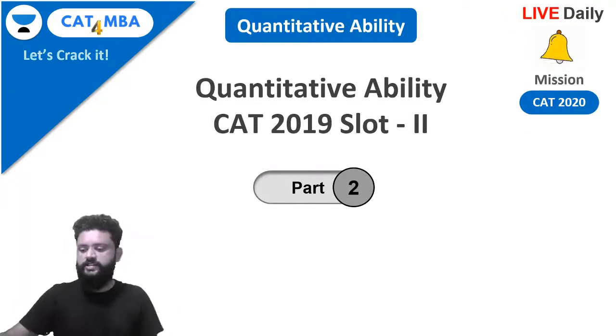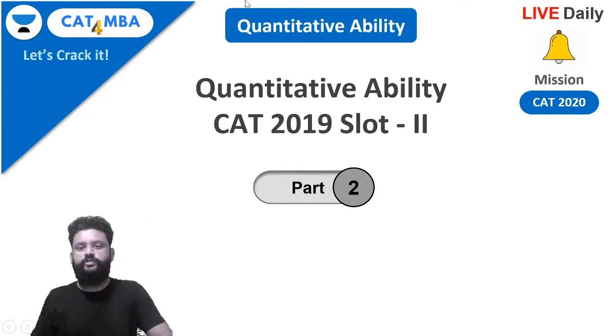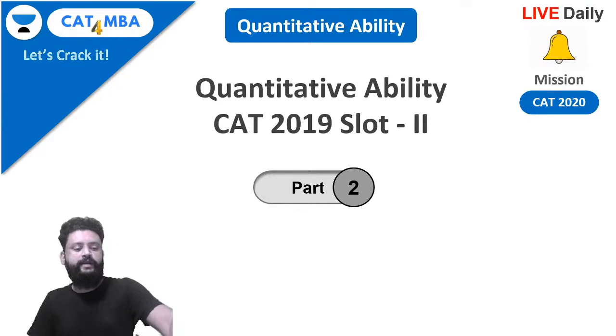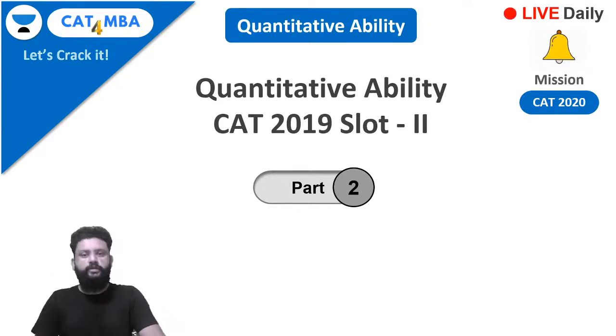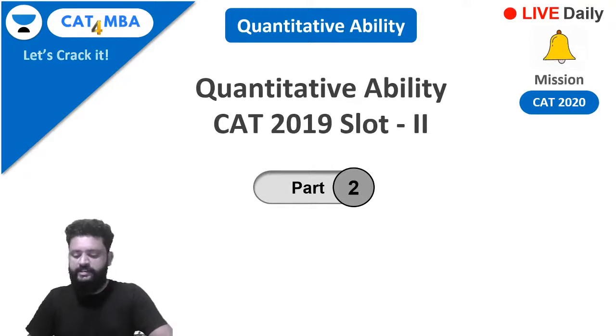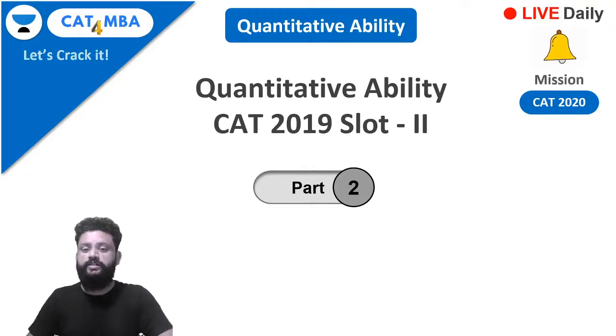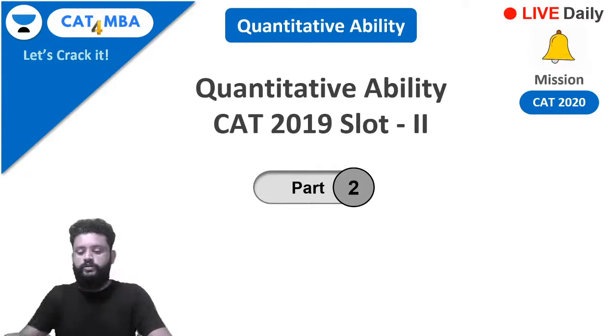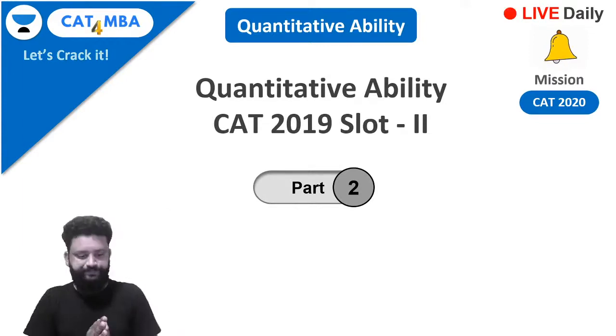So guys, in this session I'm going to discuss slot 2 CAT 2019 quantitative ability. This is part 2 of the session where I'll be covering the other half of the questions, and question number 1 to 17 were already done in the last session. So if anyone hasn't seen it, the recommendation is to go and watch that session also. So let's begin and practice the questions from CAT 2019 slot 2.